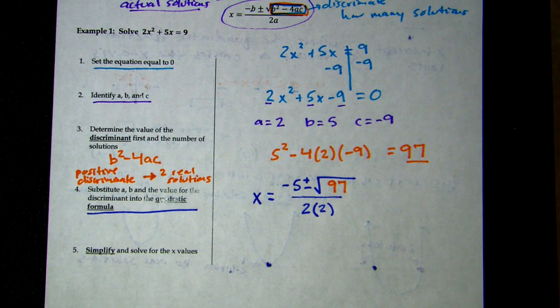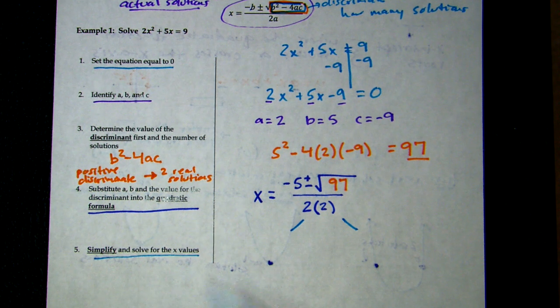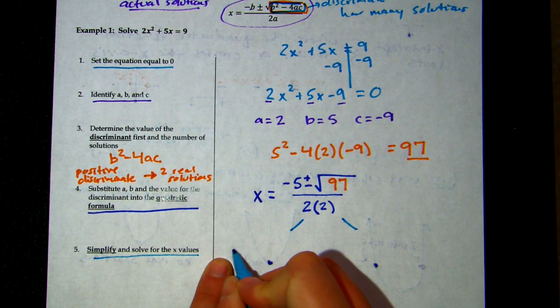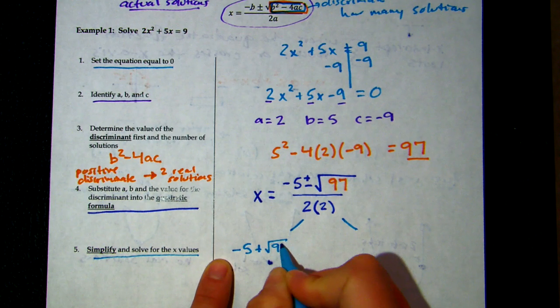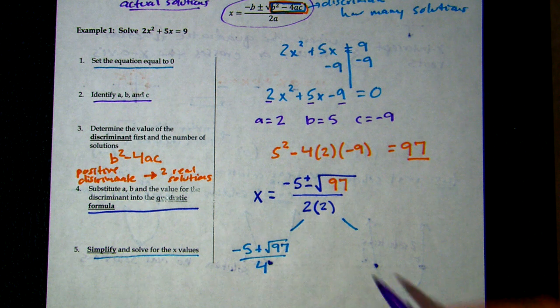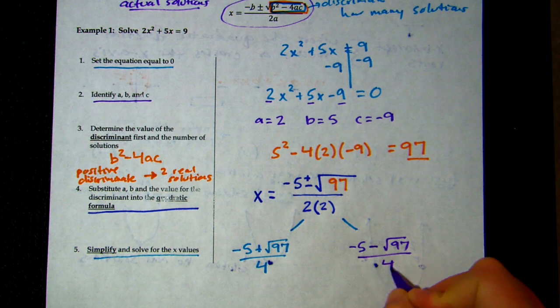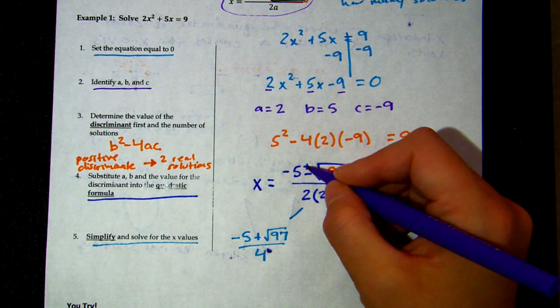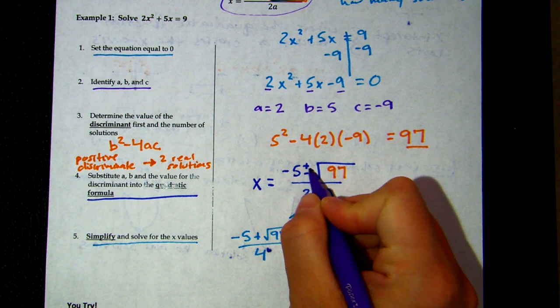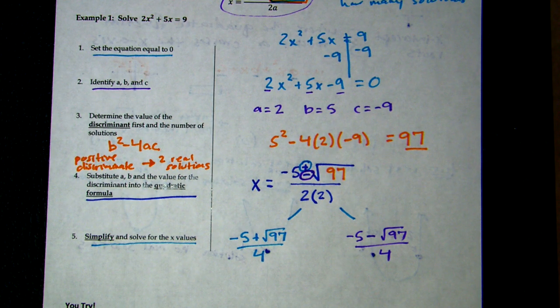So what I always do is I split this up into 2. We're finishing our simplify and solve for the x values. I have one where it's negative 5 plus the square root of 97 over 4, and then one answer that is negative 5 minus the square root of 97 over 4, because 2 times 2 is 4. Okay, so we're simplifying. Now from here, this is a perfectly acceptable way to leave your answers.